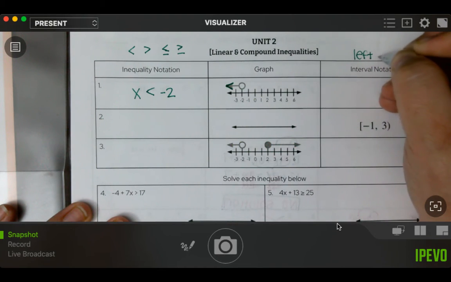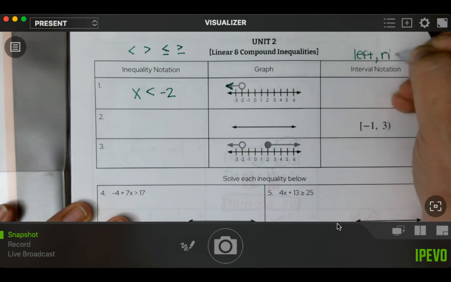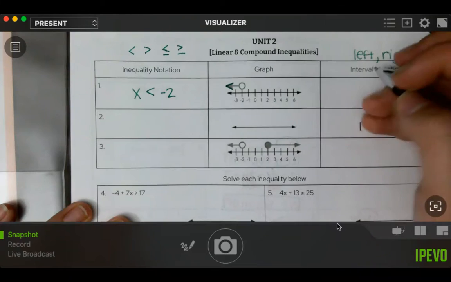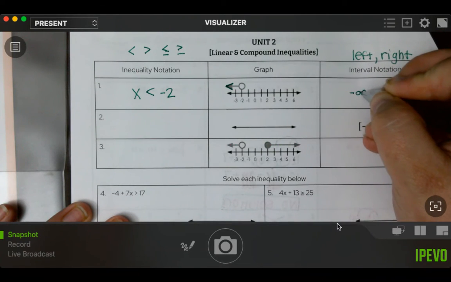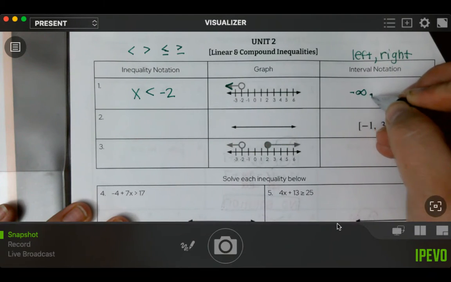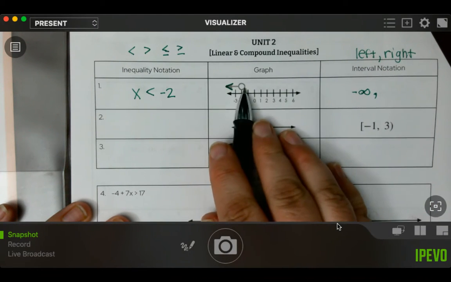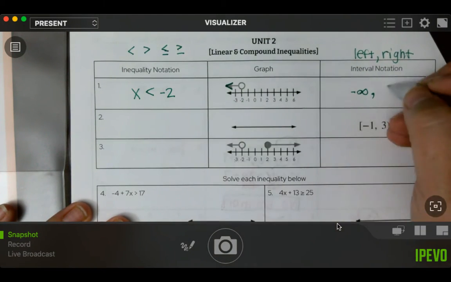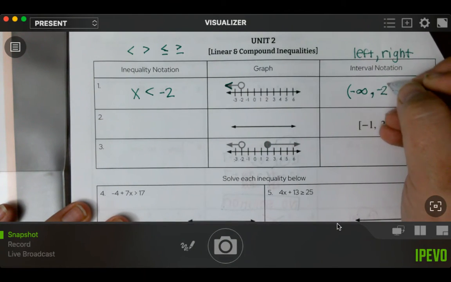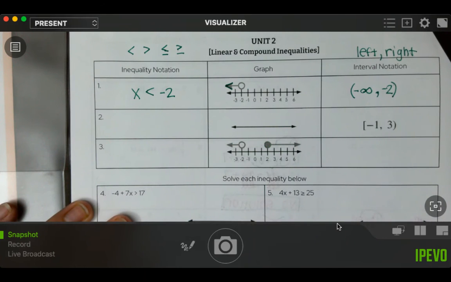How far left does this line go, comma, how far right does this line go? For mine, it goes to the left forever because there's an arrow. That's negative infinity, because over here I'm in the negatives. Comma, to the right, it stops going to the right here at negative 2. Since that is an open circle, we're going to use parentheses around the negative 2. Infinities always get parentheses.